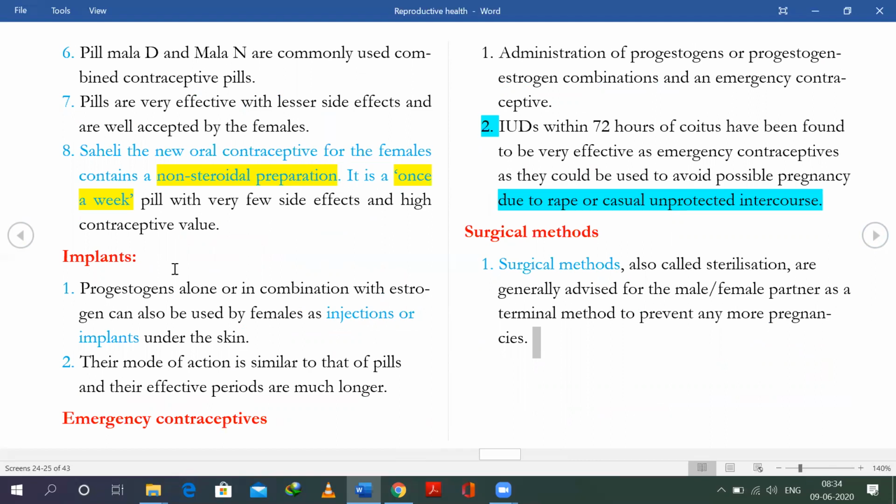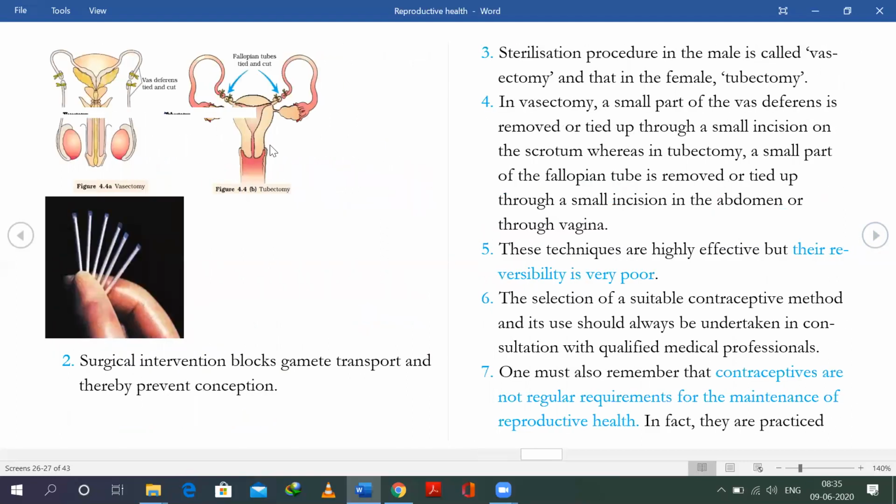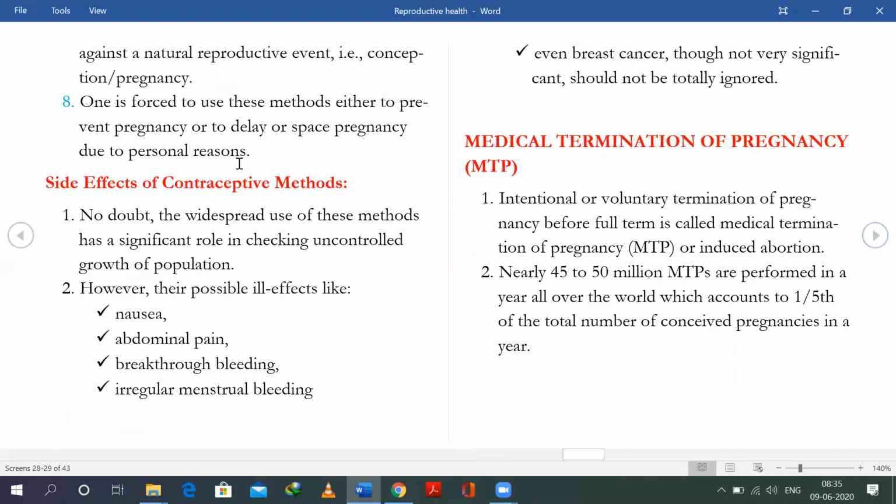And implants are almost the same as the pills, because they have the same composition as the pills, in the form of estrogen and progesterone, and their effectiveness lasts much longer. And we understood the emergency contraceptives and in which situations they can be used. Yes, and surgical methods in the form of tubectomy and vasectomy are also understood, and how they work. And some side effects also have been briefly understood.